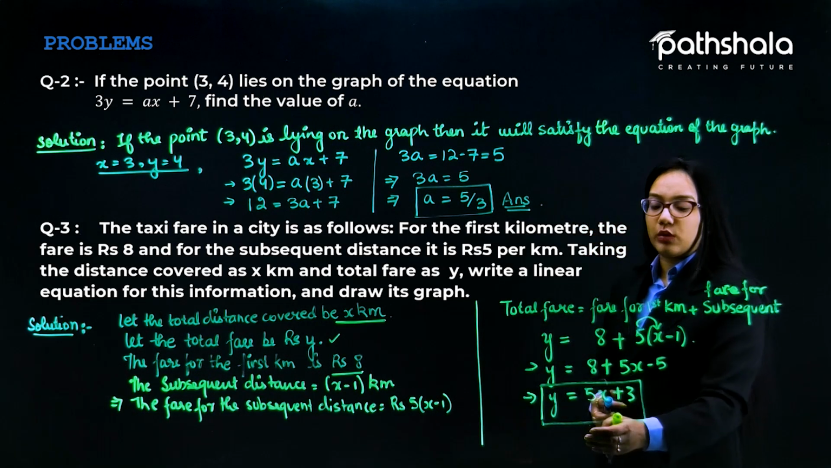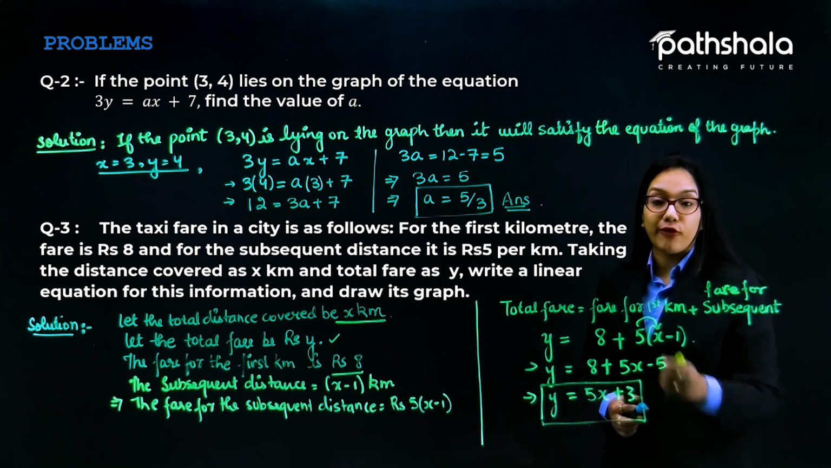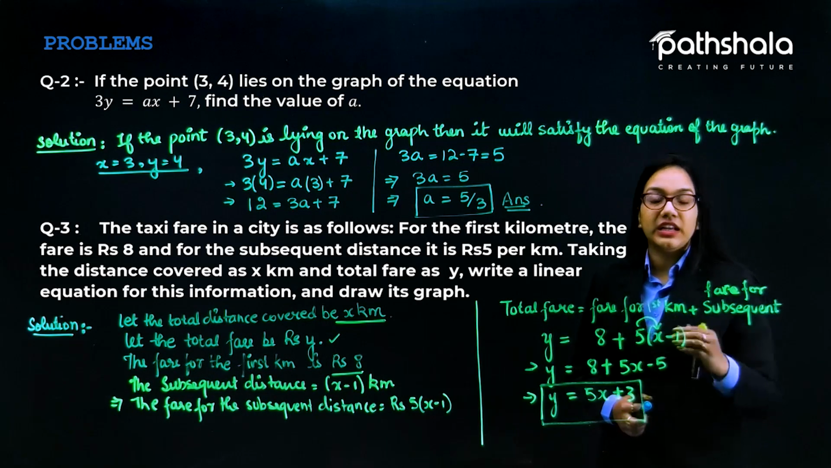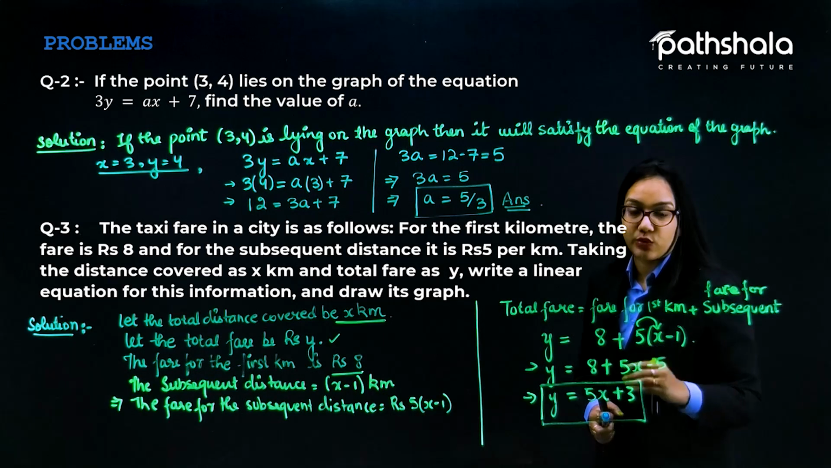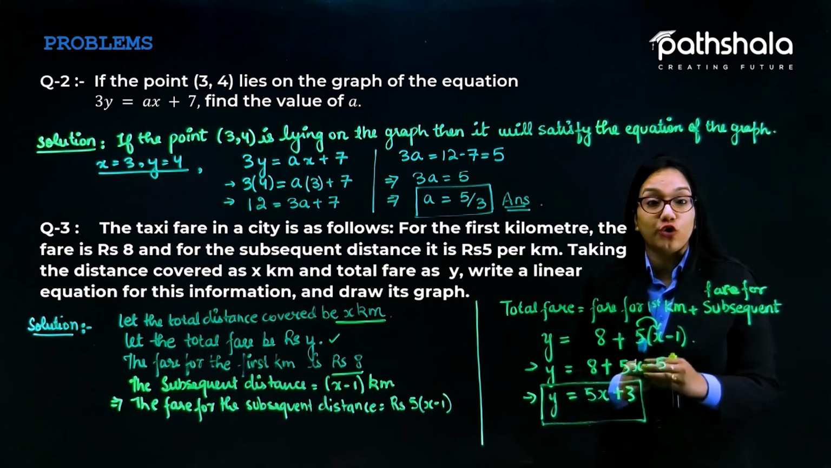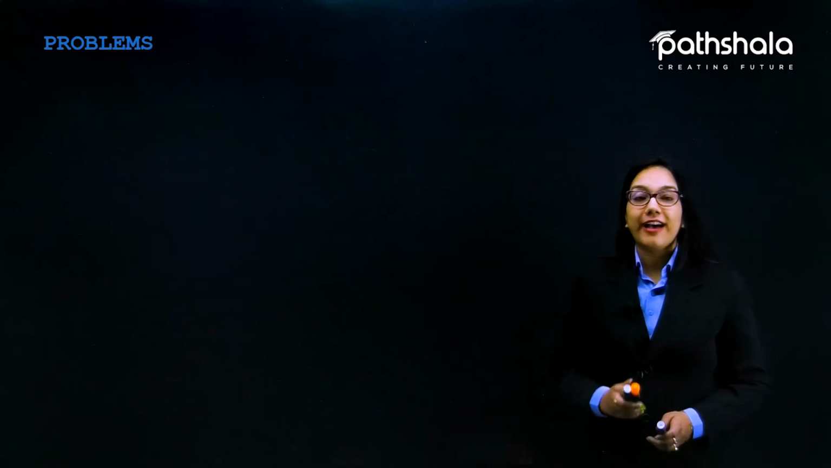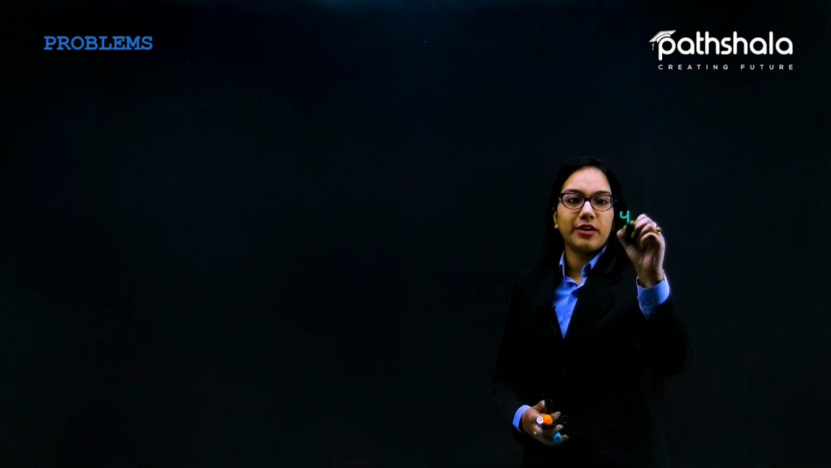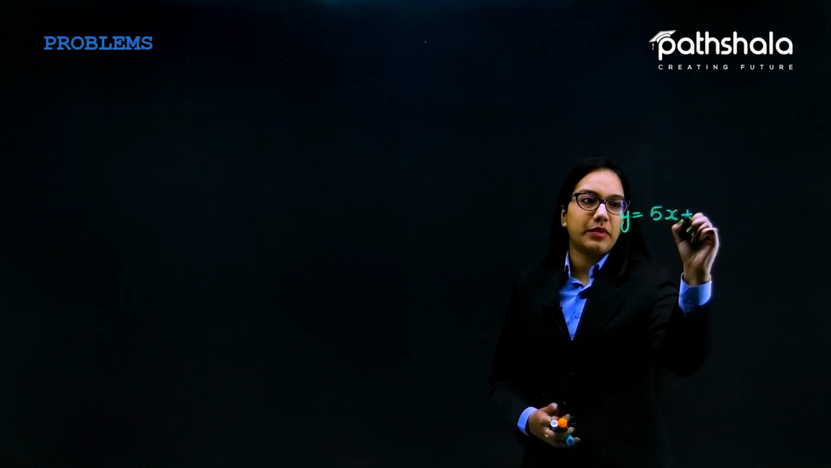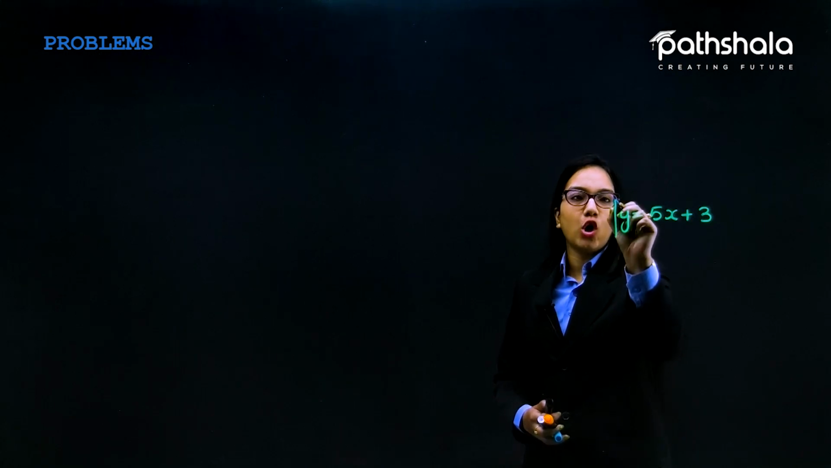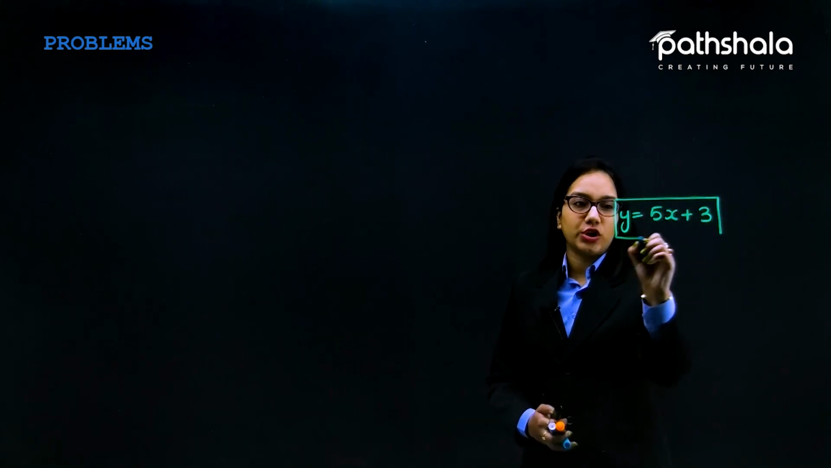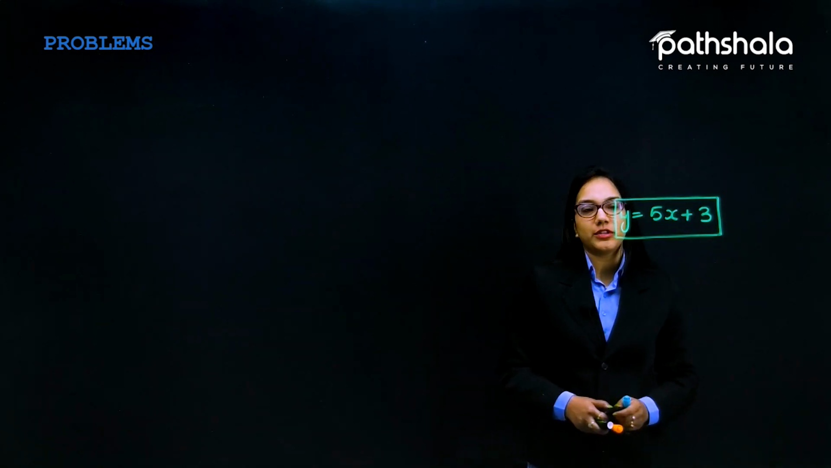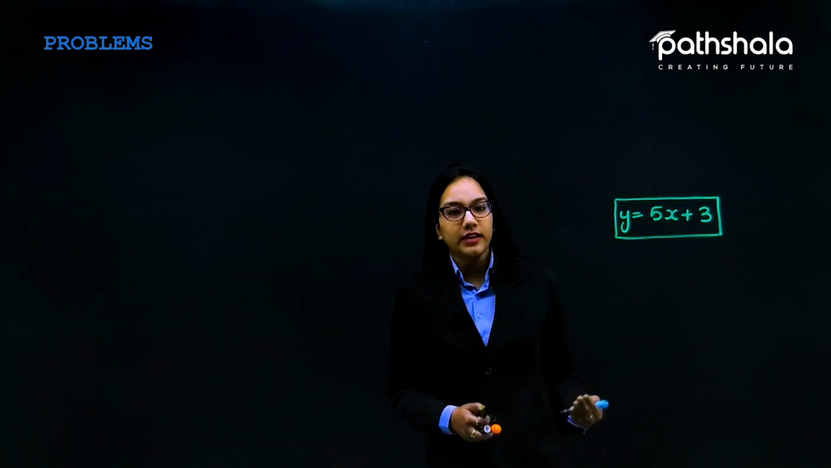Now using this linear equation, we will draw the graph of this information. I hope the steps related to generating the linear equation are all clear to you. Now let's move on towards drawing its graph. We have concluded that the equation is y equal to 5x plus 3. Now we just have to plot the graph of this linear equation in two variables. So let's take the solutions for it. By taking different values of x, you will get different values of y.